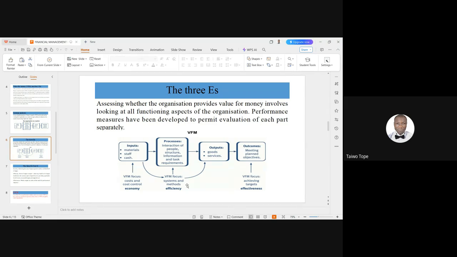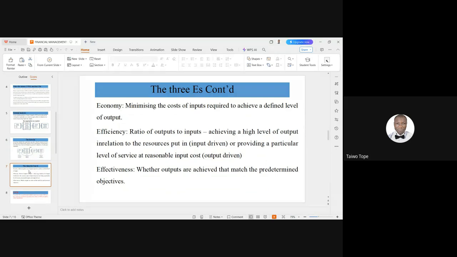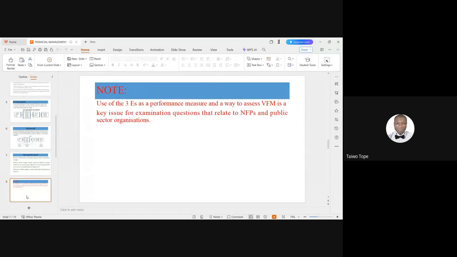So, yes, let's be moving like that. Okay. All right. So they are explained here. I explained them here. Economy, that is minimizing the cost of output. I don't want to dwell too much here because there is a question we need to solve.